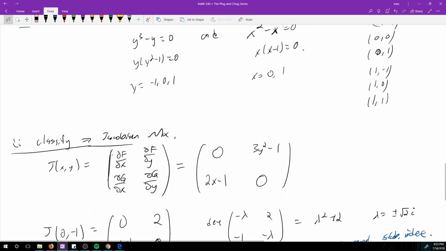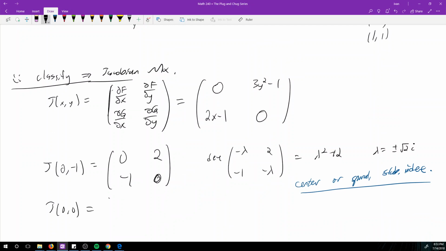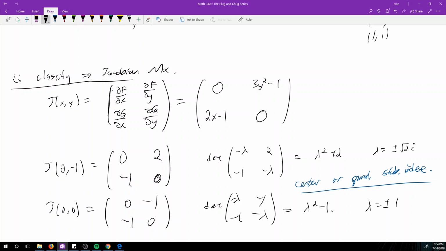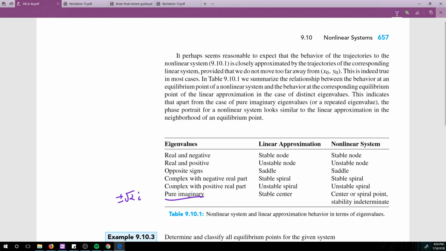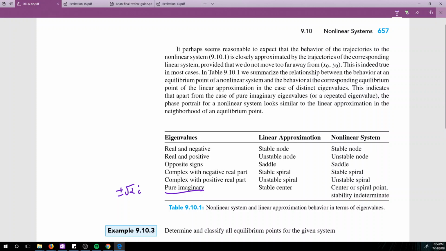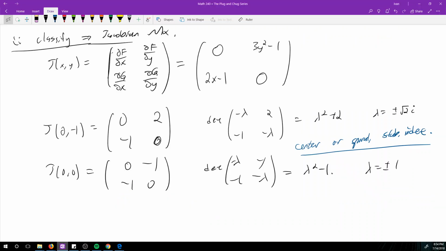So now I've got to do J of (0, 0), which is [0, -1; -1, 0]. Okay, so now this is the determinant of negative lambda, negative 1, negative 1, negative lambda, which is equal to lambda squared minus 1. And so now lambda is equal to plus or minus 1. And now we go back to the textbook. Lambda is plus or minus 1, so that's opposite signs, and so we've got a saddle. Okay, let's erase these guys. So we've got a saddle for this guy.